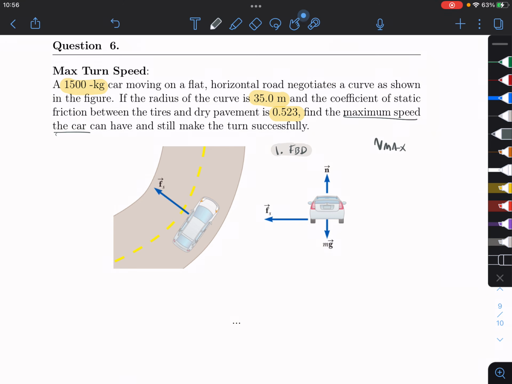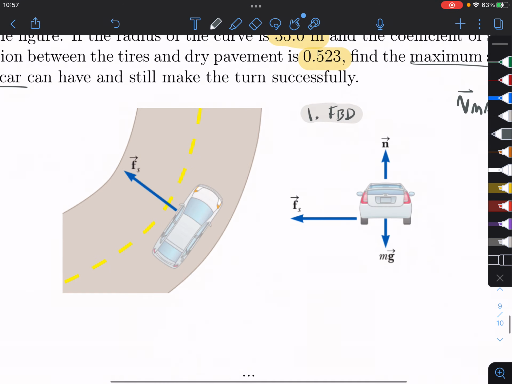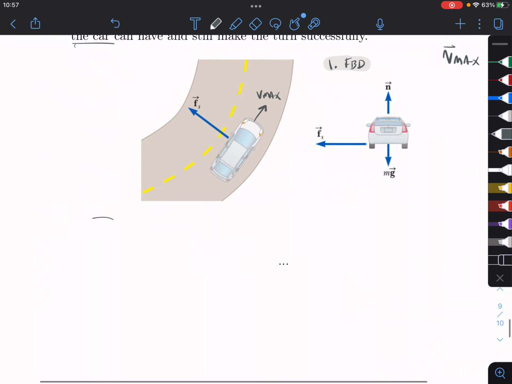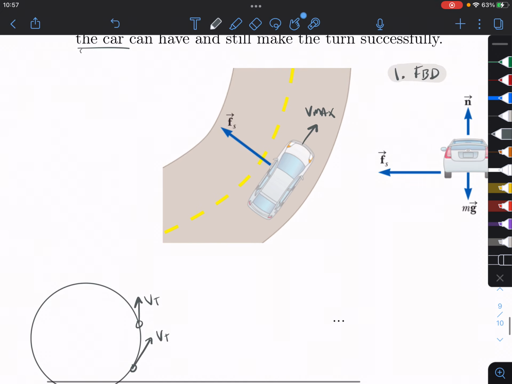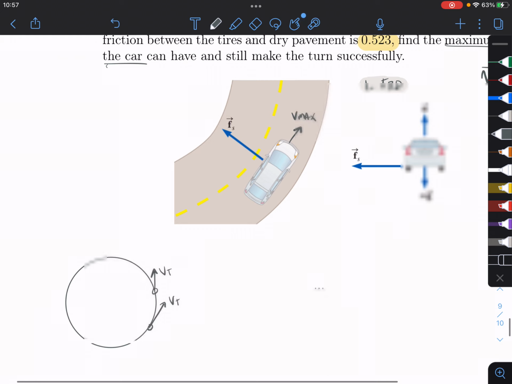So Vmax. And when we say Vmax, what we mean is the linear velocity, which, when we're looking at uniform circular motion and centripetal acceleration, means the tangent velocity around the circle at each point on the circle, okay? So the car is going to be turning, but just applying a constant speed, okay?